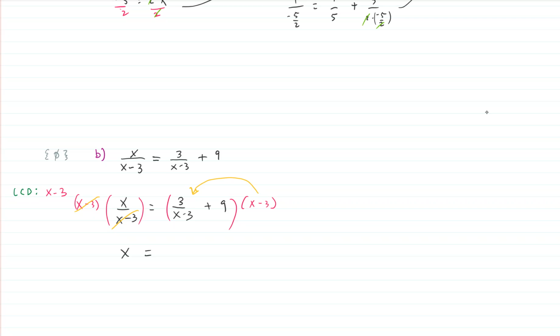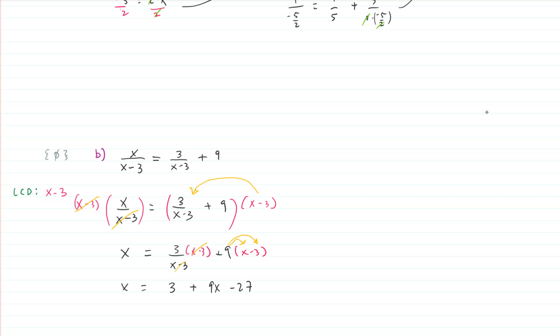But let's write everything down so you can see. So 3 over x minus 3, and we have a 9. So we're multiplying x minus 3 on both of these. Now we can easily see that the x minus 3's cancel on the first term. On the second, we just have to distribute the 9 through. So we get x equals 3 plus 9 times x is 9x, and 9 times -3 is -27.